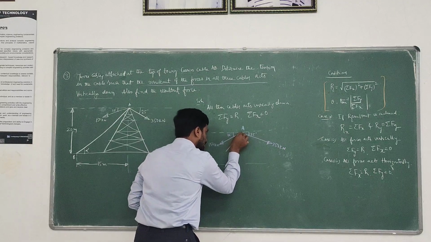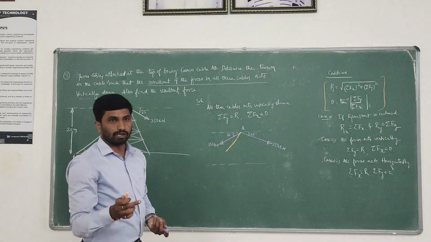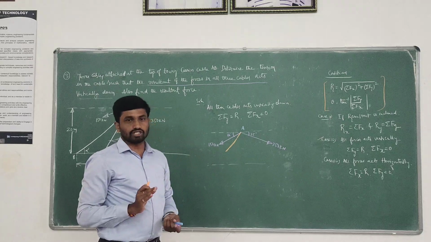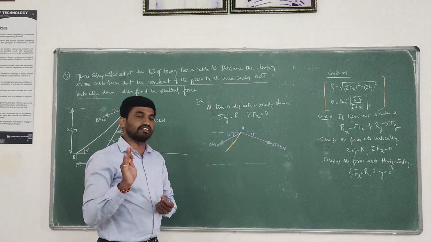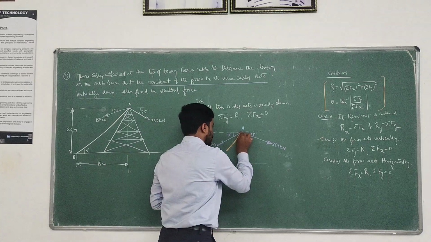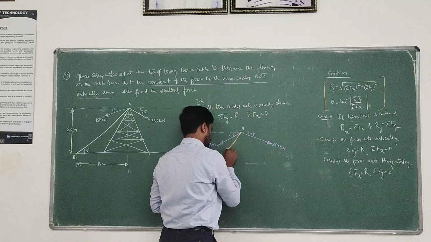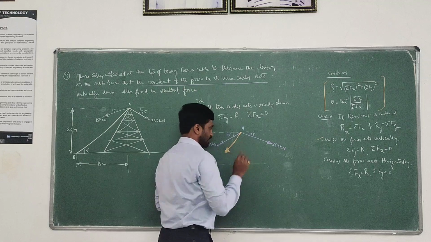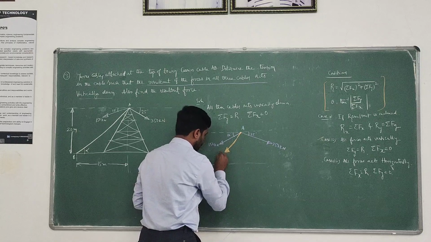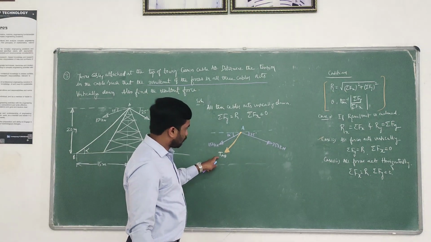So generally in a problem, if they give cables or strings, some tension will develop. Generally in strings and cables, tensile forces will develop. Tensile forces means from the joint the forces will act away. So this is the tensile type of forces. Therefore this is TAB.